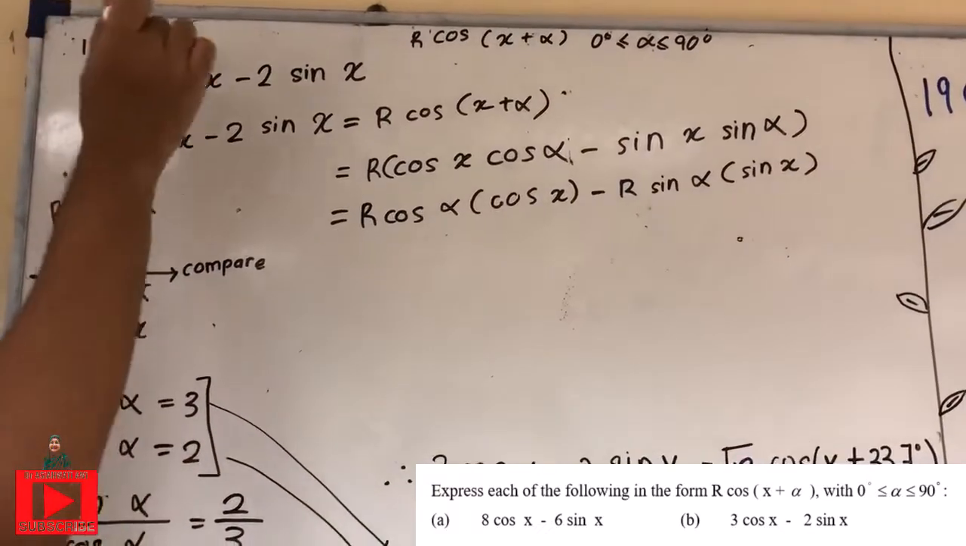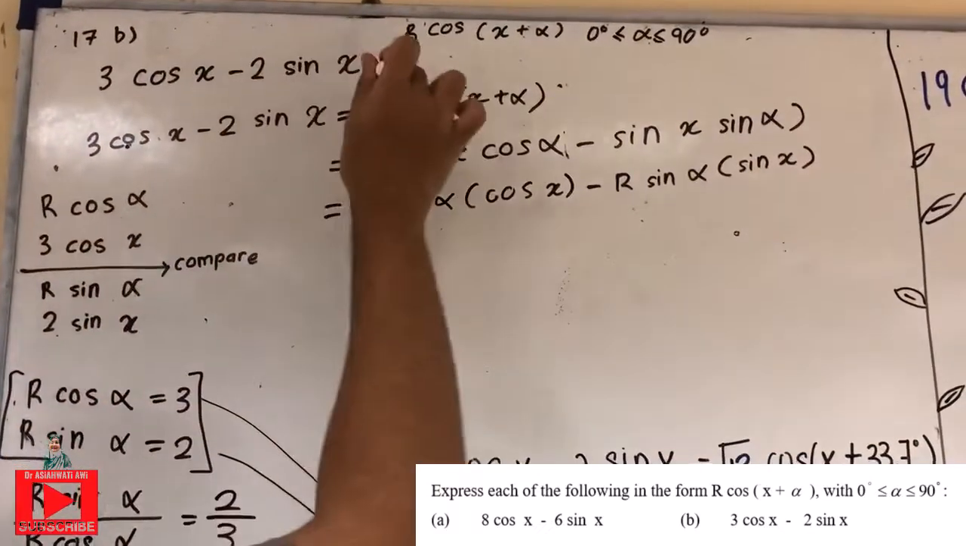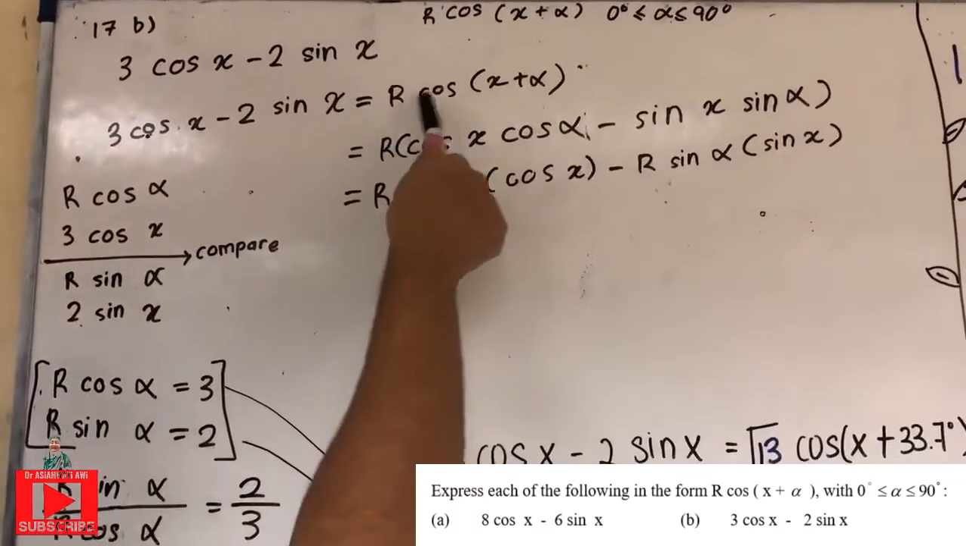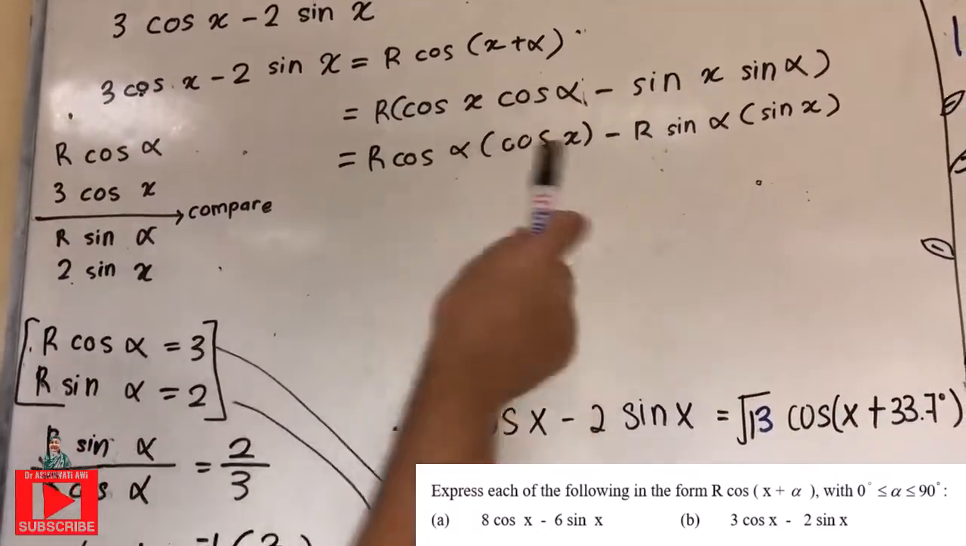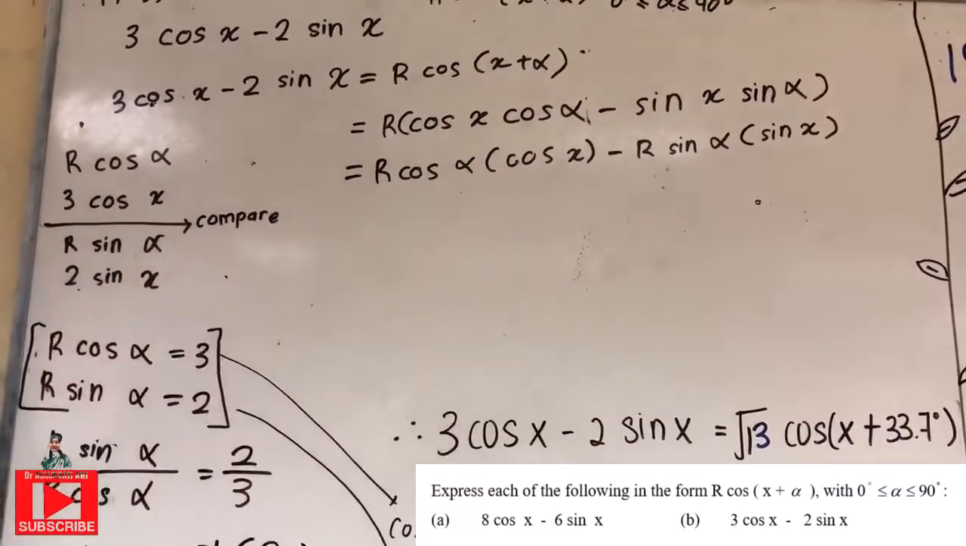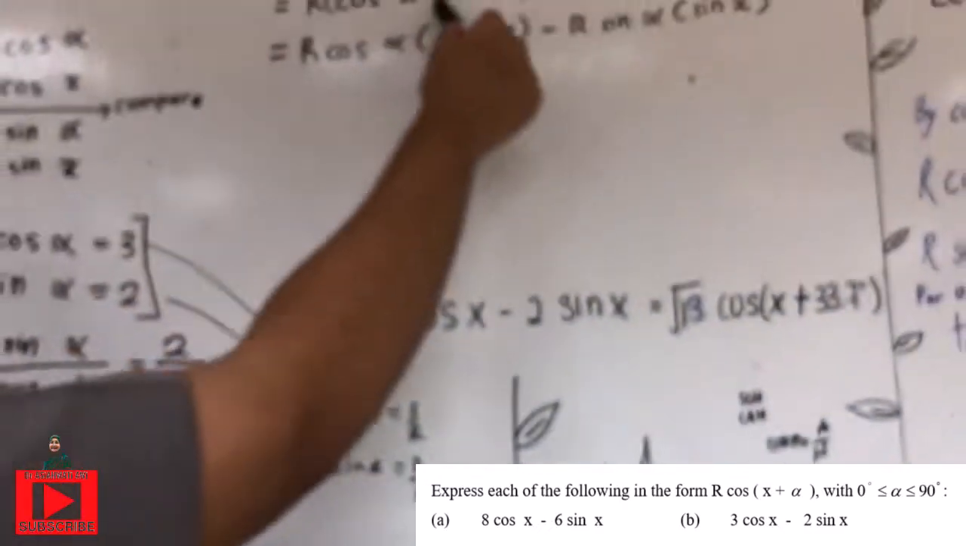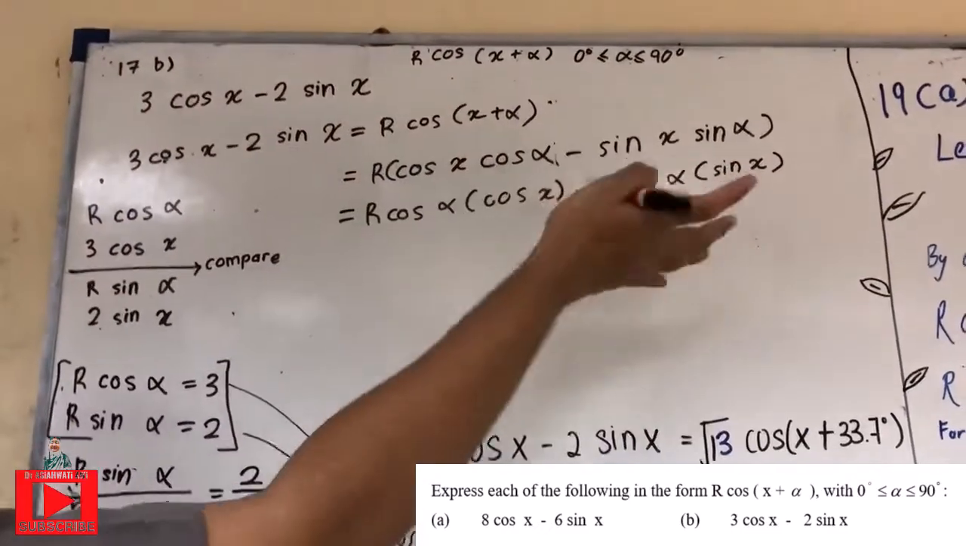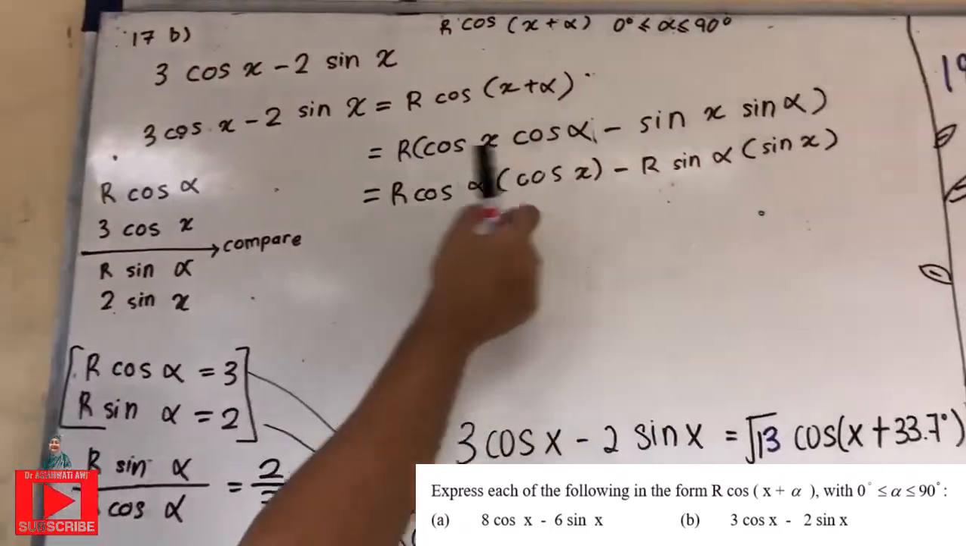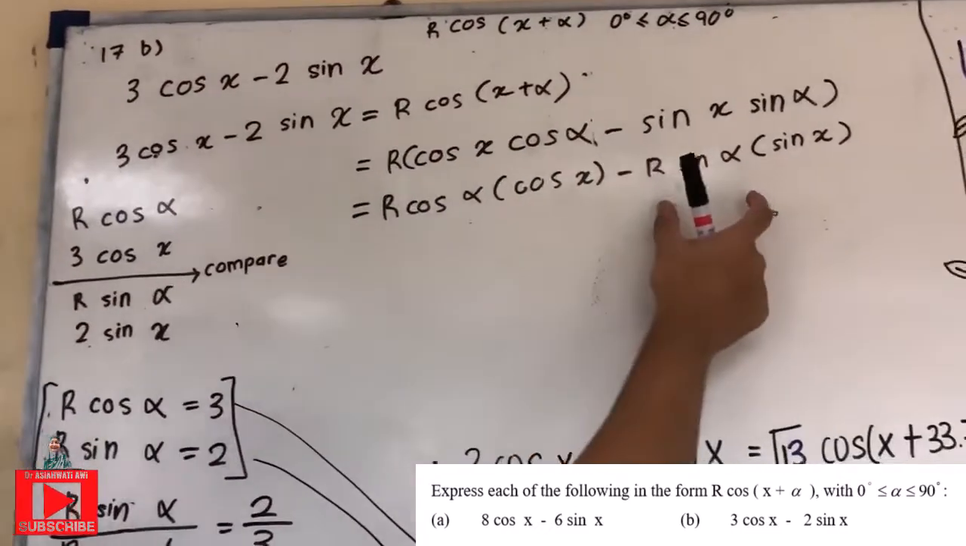soalan ni 3 cos x minus 2 sin x. Habis kita nak equalkan r cos(x plus alpha). Okay, so kita pakai formula ni. Pakai ni, so kita akan equalkan angle. Habis tu kita factorize kan r cos alpha dengan r sin alpha.